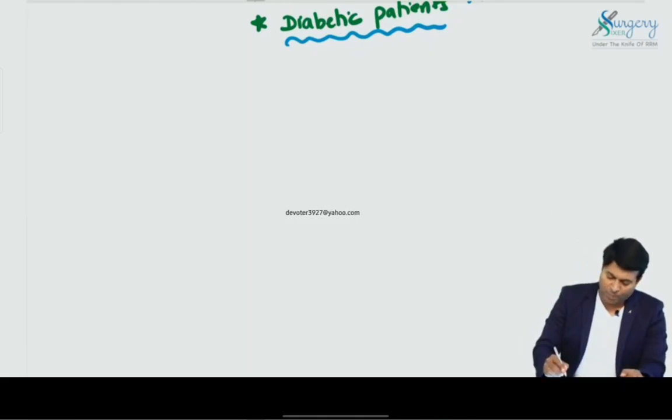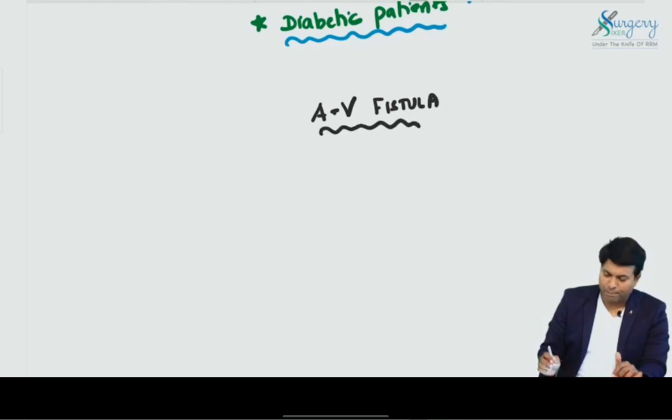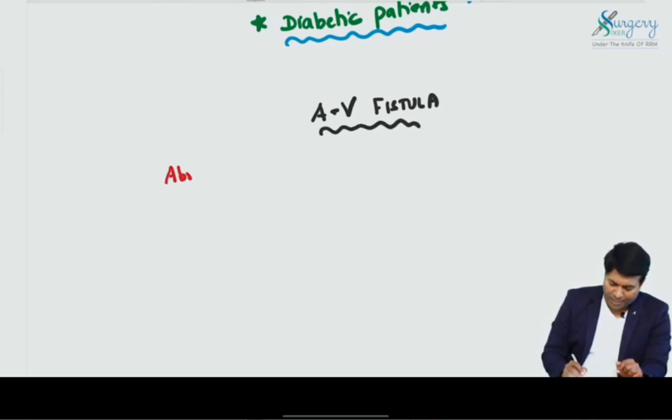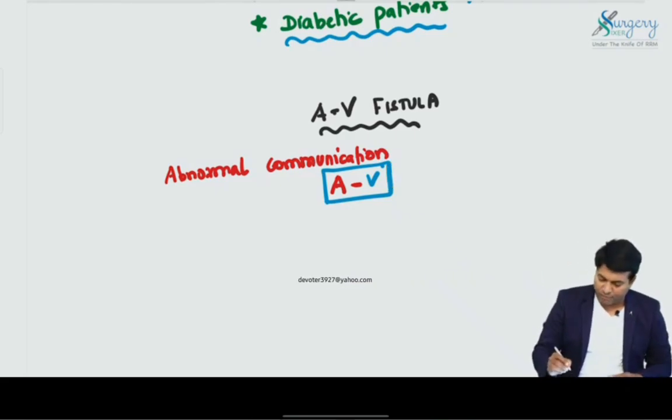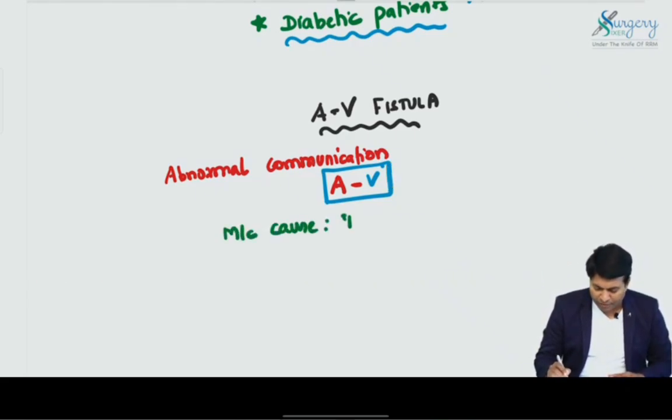Okay, next topic I'm going to discuss is arteriovenous fistula. Please don't forget arteriovenous fistula. Abnormal communication between artery and vein is known as AV fistula. The most common cause of this is iatrogenic. We create a fistula for dialysis purposes.